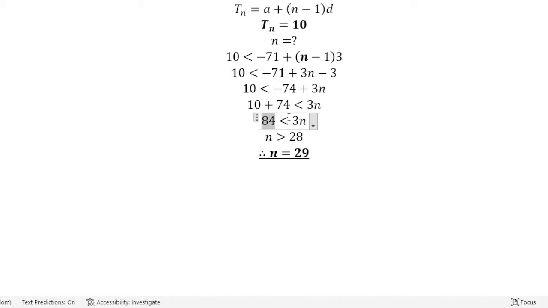Remember, here we say 84 is less than 3n. So in other words, 3n is greater than 84. So our answer will be n is greater than 28. As we didn't want a number that is greater, we want the actual number. So the actual number is 29. So n is equal to 29, because we were being asked which term. So the term is 29. So n is equal to 29.